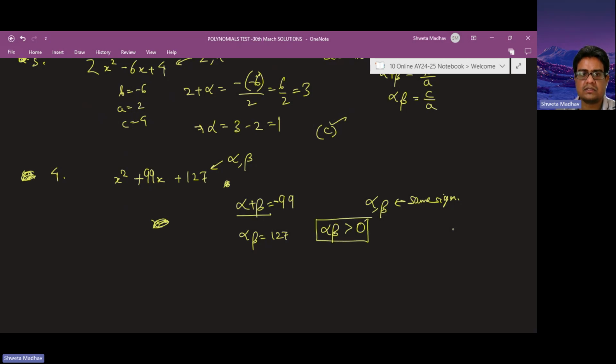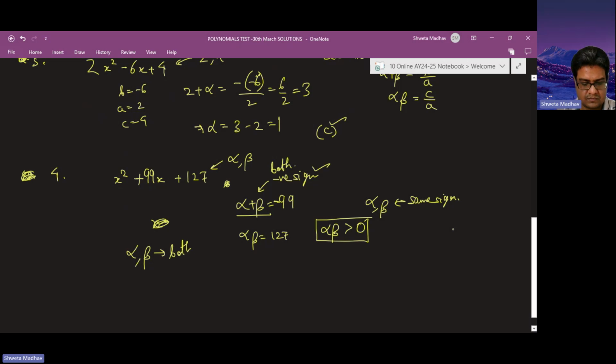Now their sum is coming negative. So it means that both should have negative sign. So alpha and beta both should be negative. So the zeros of this quadratic polynomial should be both negative. So option B is the correct answer.